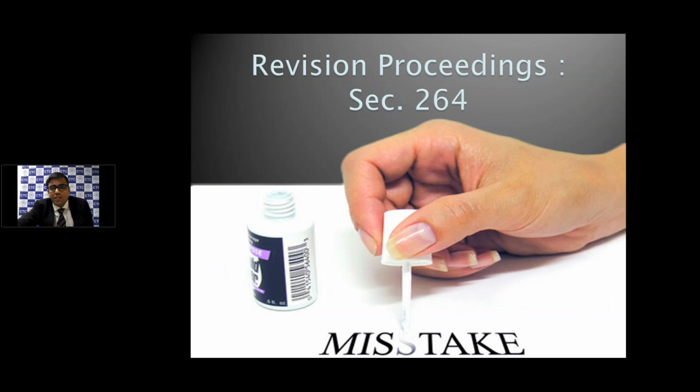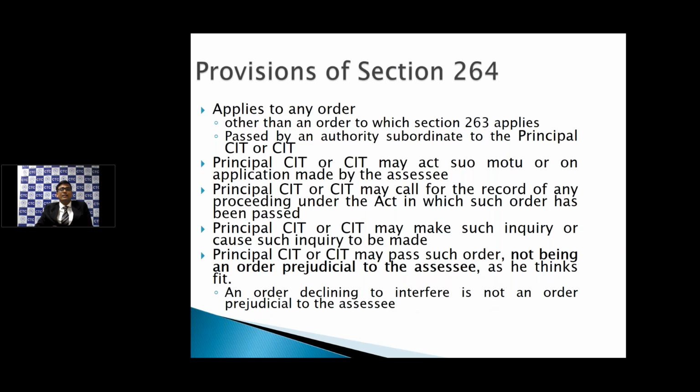Coming to the second part of our presentation, revision proceedings under section 264. As I explained in the introductory part, section 264 is titled revision of other orders. Other order would mean any order to which section 263 does not apply, or in simplest words, an order which is not prejudicial to the interest of revenue. So if it is not prejudicial to the interest of revenue, naturally it will be prejudicial to the interest of the assessee. So the assessee is aggrieved by that order.